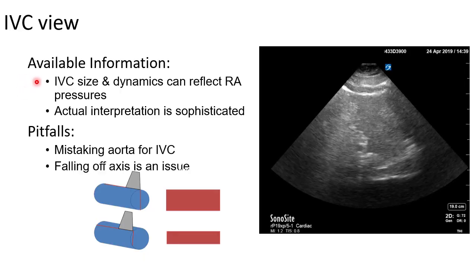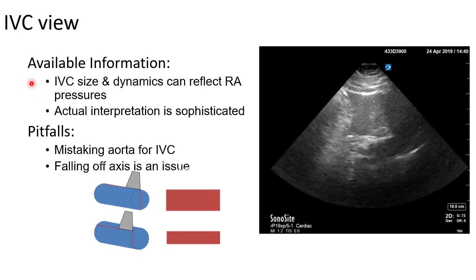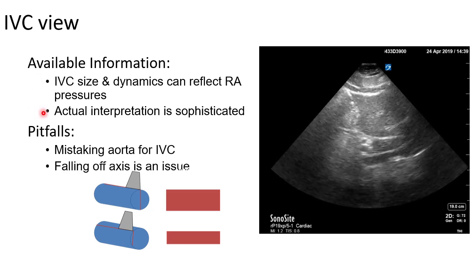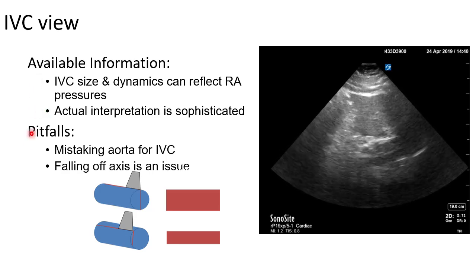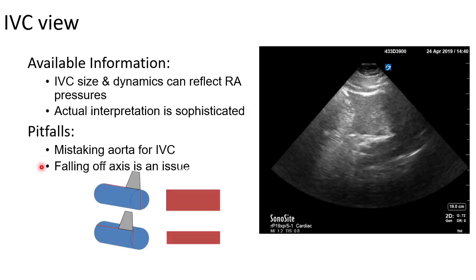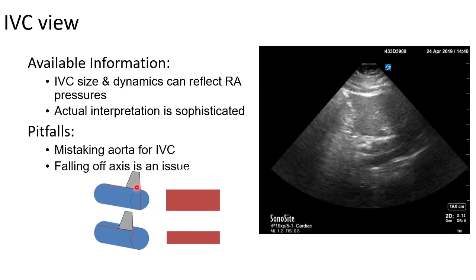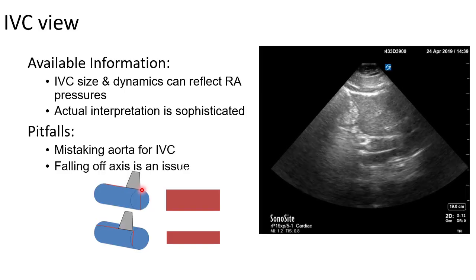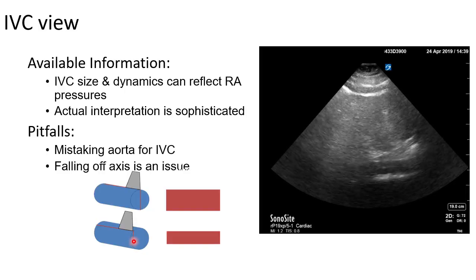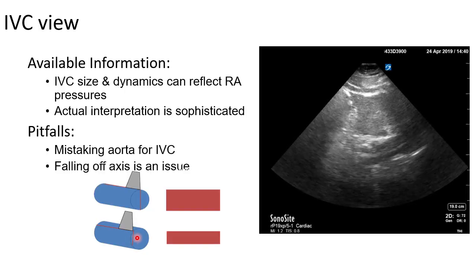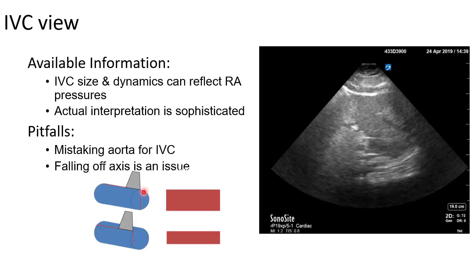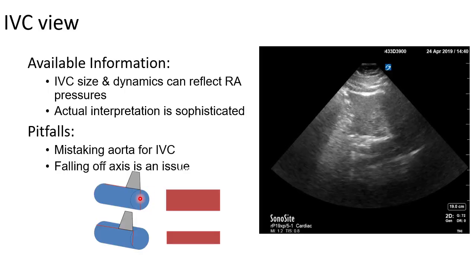It's an indirect potential reflection of the right side of the heart, but its actual interpretation is pretty sophisticated and complicated. One of the potential pitfalls is when you're imaging the IVC in the long axis, depending on the plane or your cut, can make complete variances of what you're seeing compared to what's actually going on.